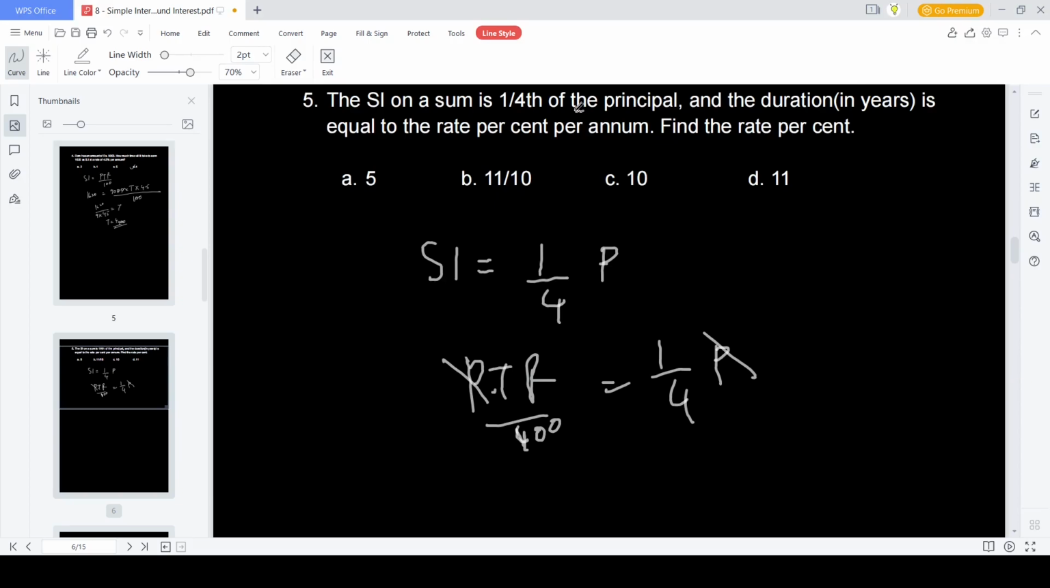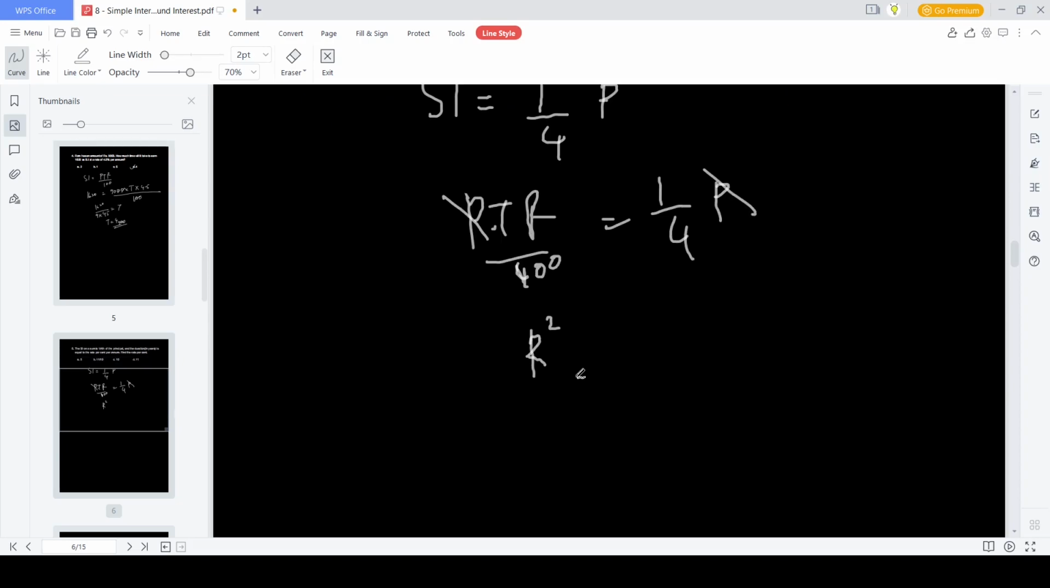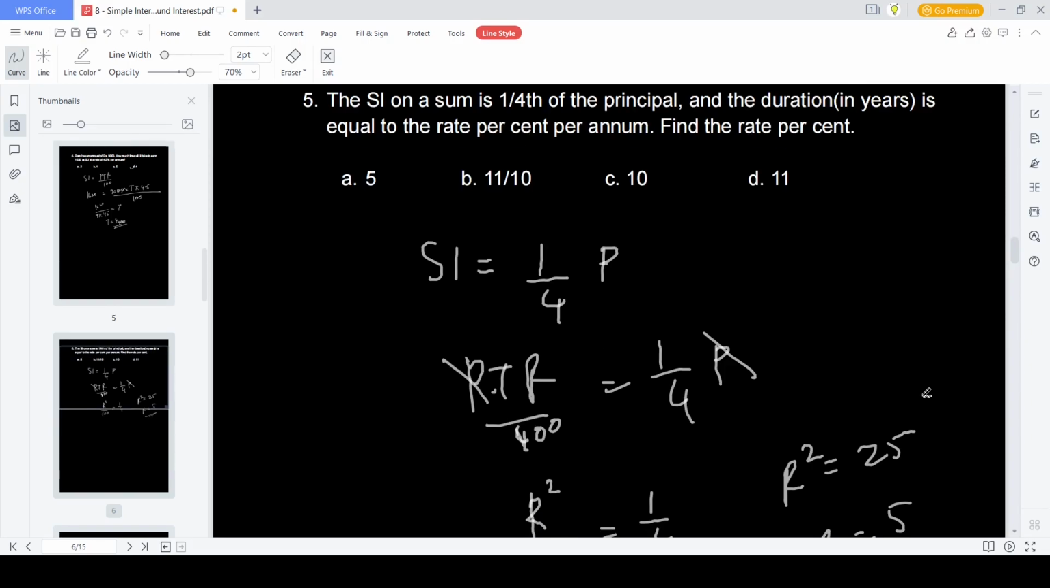Now they told duration is equal to rate, so T is equal to R. So this becomes R square by 100 is equal to 1 by 4. So R square is equal to 25. Rate is 5% per annum.